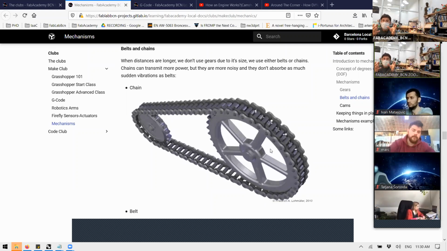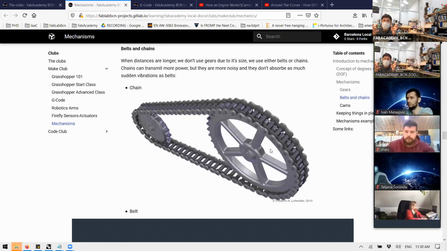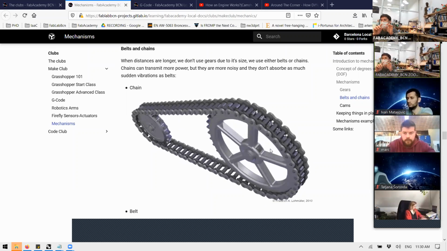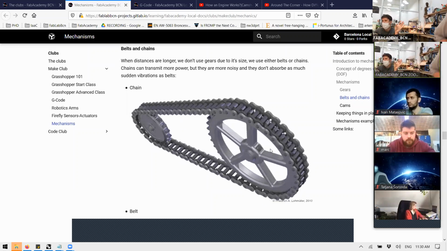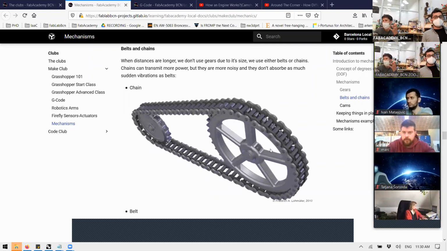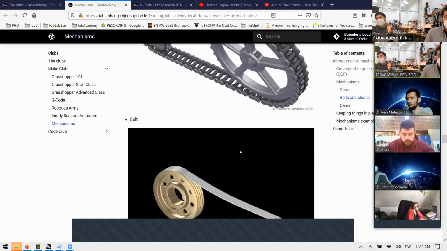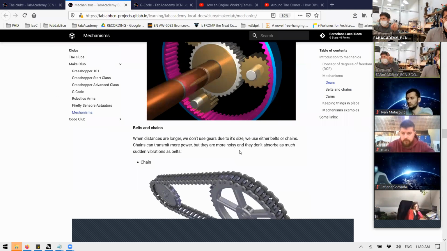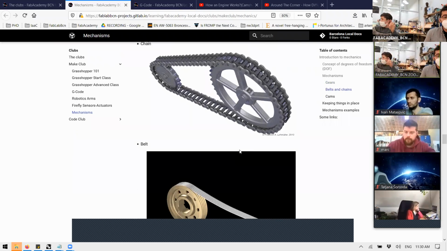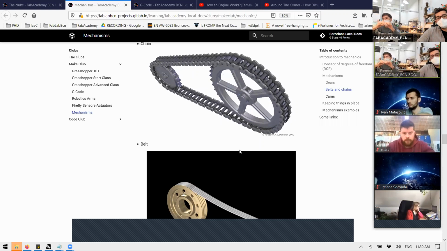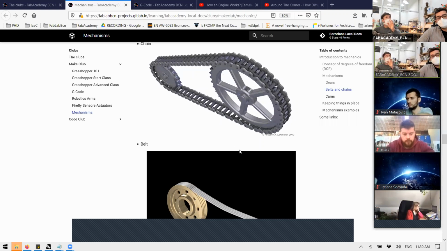They're not the best for, let's say, noise, friction, etc., but they allow you to cover very big distances. So, like in your bicycle, you need to move something from here to around here. You will need to transfer the movement of your pedals into the movement of your pinion in the back of the wheel. You use a belt or a chain to do that.